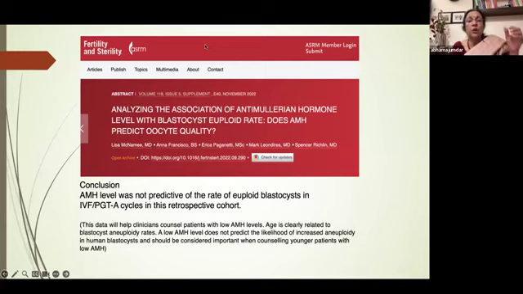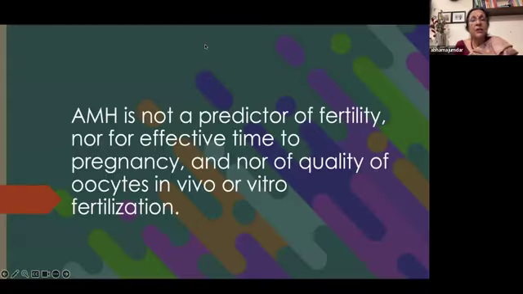So I thought this was all so important for us, for me too, to learn. And hence, what did I find? AMH is not a predictor of fertility, nor of effective time to pregnancy, nor of quality of oocytes in vivo or in vitro fertilization. So my first question has been answered: it is not a predictor of fertility, effective time to pregnancy, or quality of oocytes.